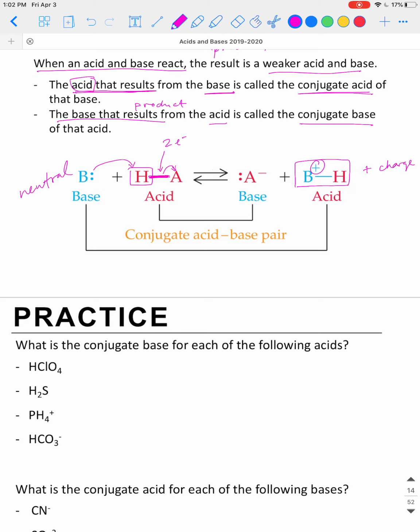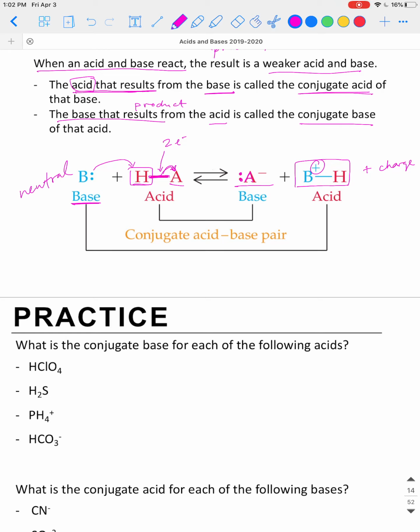And when A breaks off and goes over to the base, it leaves these 2 electrons with the rest of the molecule that's making up the acid. So that's why what's left over, we draw lone pairs on it. Because these 2 electrons in this bond connecting that hydrogen to the acid, again, they come over and they stay on the acid. Okay? So these are conjugate acid-base pairs.